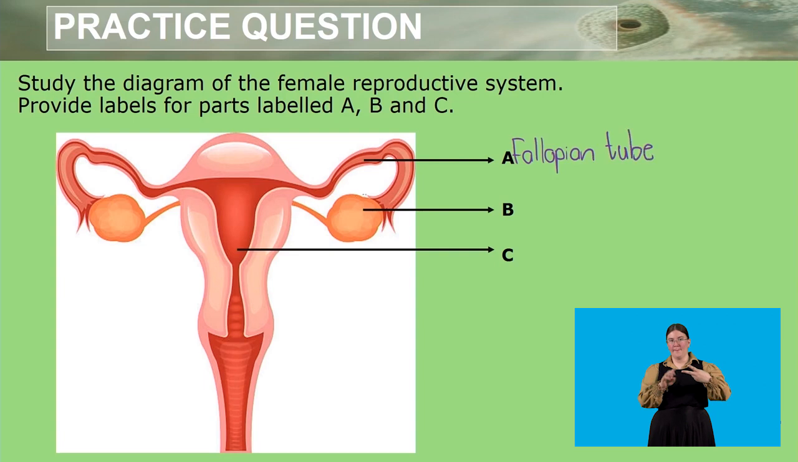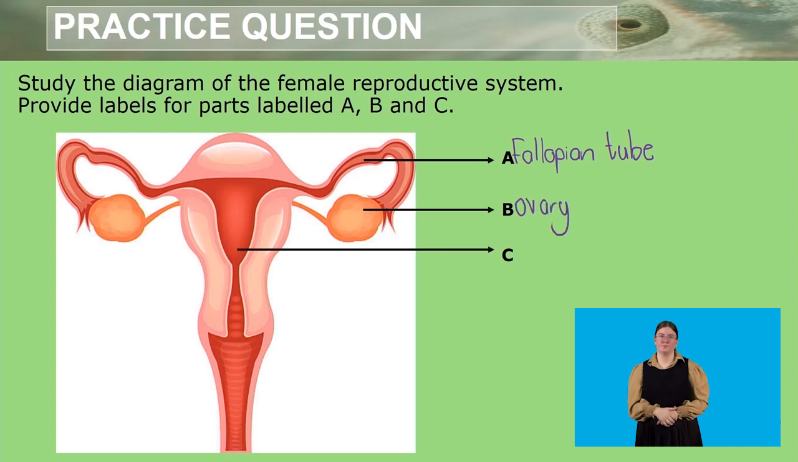And then we have B. This is the part that releases the egg cells or the ova. And we know that that is an ovary. And then C points to the hollow muscular organ where a zygote implants itself, and that is known as the uterus.